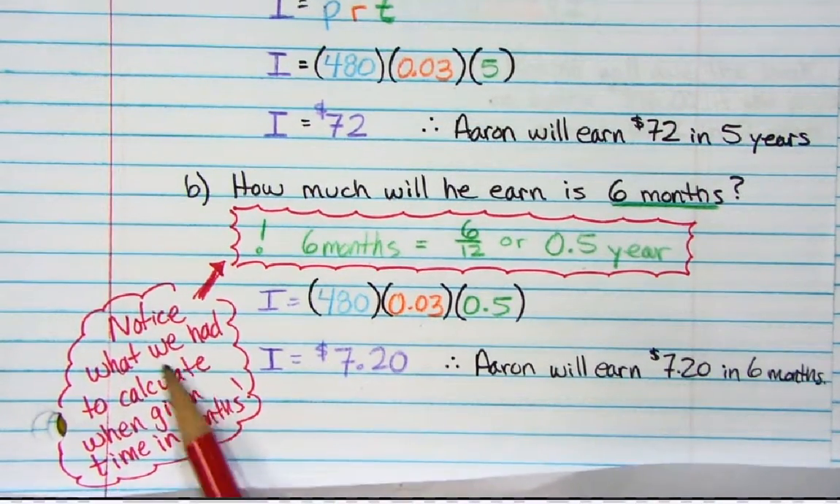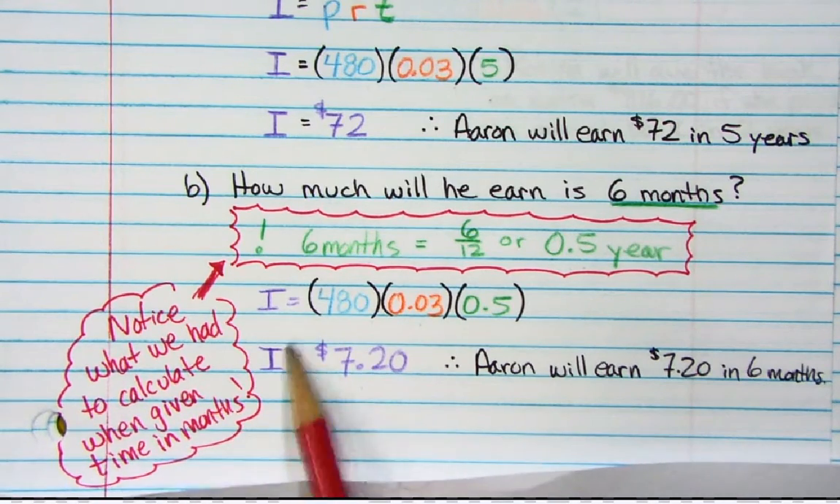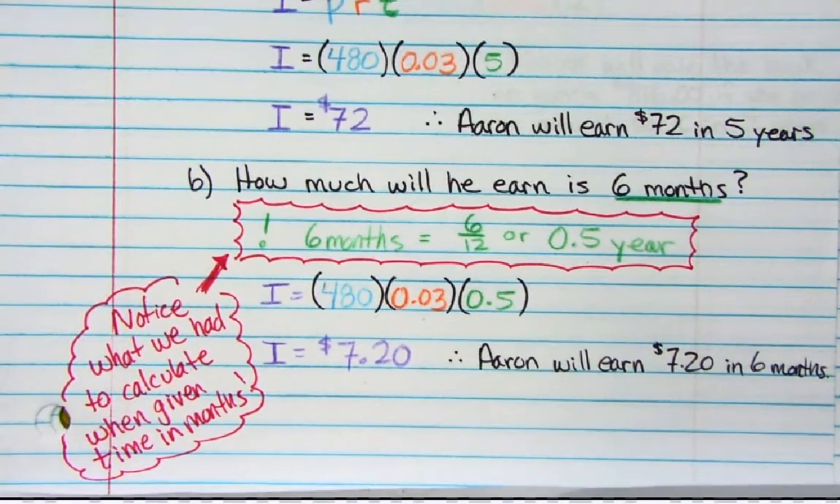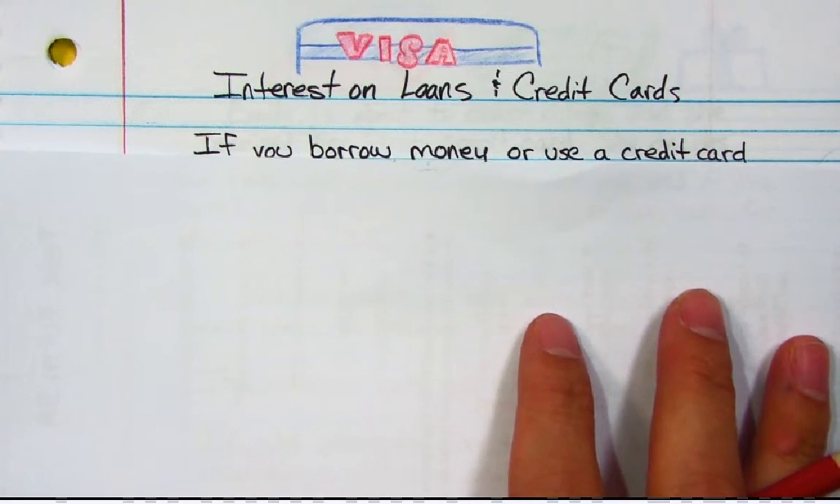So big time. Notice that we had to calculate the time in months. That's a big one, okay? That's going to mess some people up. All right, so let's go do another one.